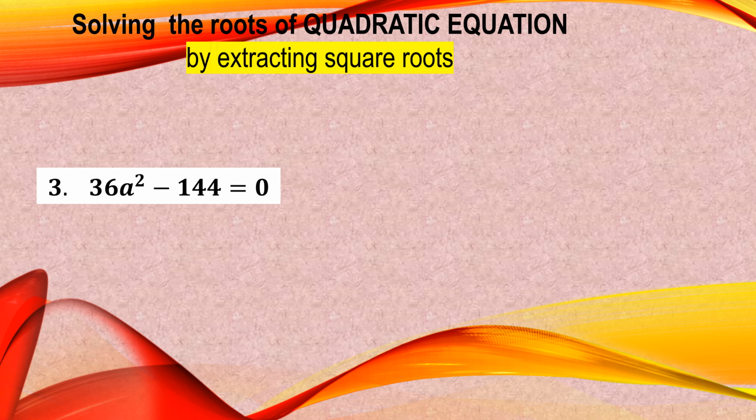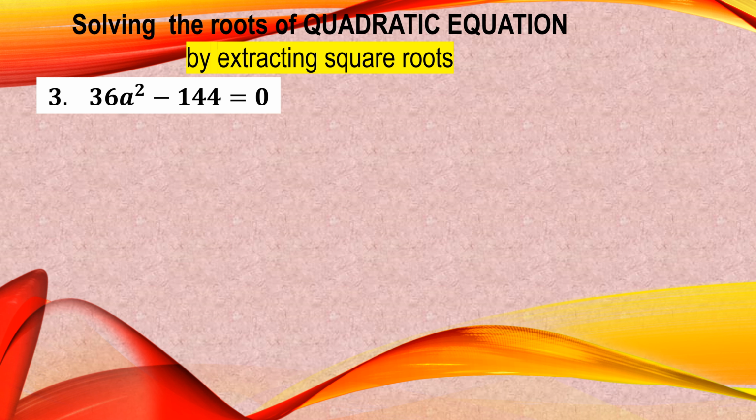Okay, so let us proceed to example number 3. Given 36a squared minus 144 is equal to 0. As you have seen, they are both perfect squares, but we need to transpose the negative 144 to the right. And since they are already perfect squares, we need to extract their square roots, with a double sign in there.